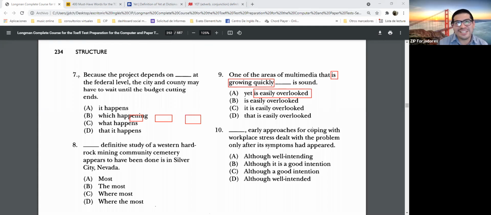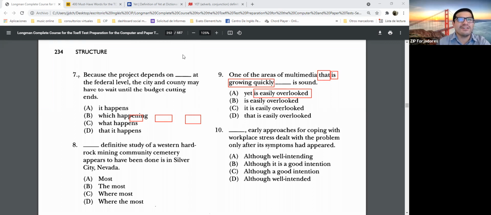And it's very strange because after jet, we don't have a subject and we don't have a comma, so it can be confused as a coordinate connector. But in this case, it's a conjunction. So the subject of all the clauses is that. This is the subject of is growing quickly, and also the subject of is easily overlooked.